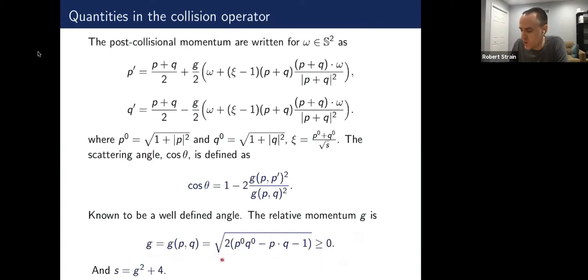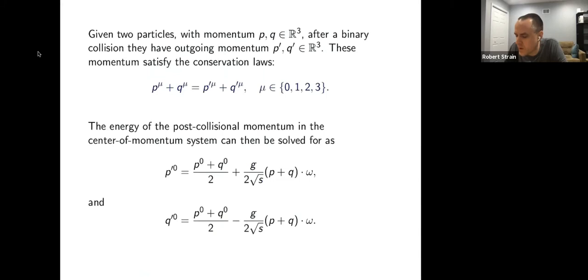G of PQ is 2 P0 Q0 minus P dot Q minus 1 squared. And this is actually sort of like a Lorentz invariant distance. It's kind of like P minus Q if you want, but if you want things to be Lorentz invariant. And S is this quantity G squared plus 4 that I wrote there. So these are some of the quantities in the collision operator, and then I'll say how we get them.